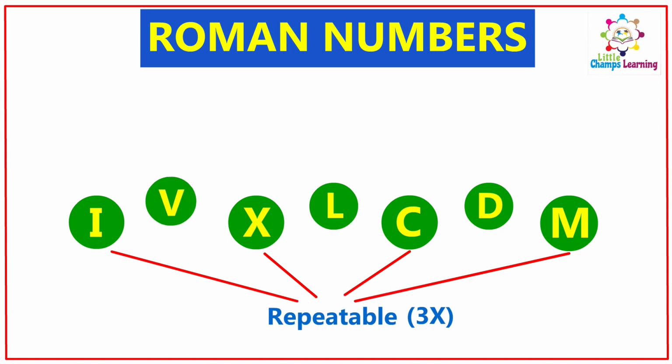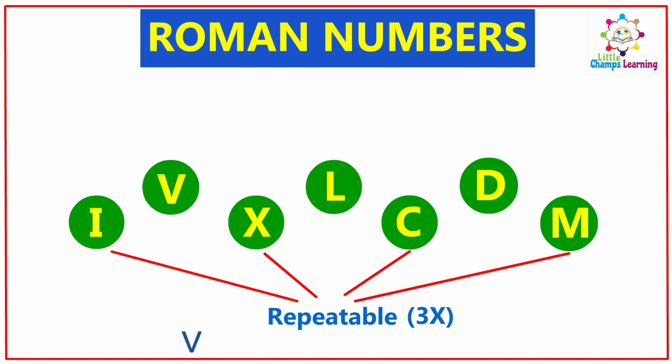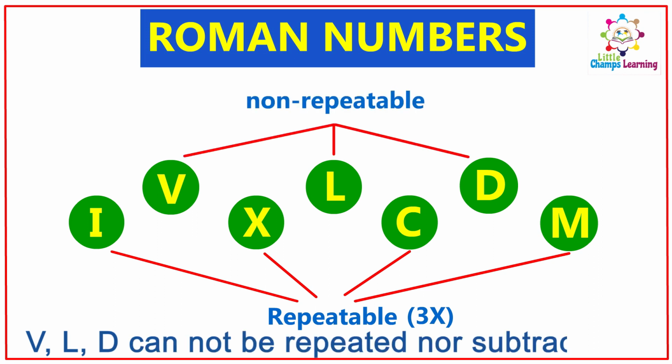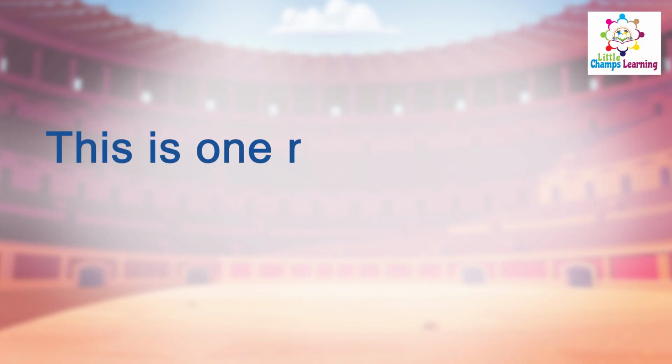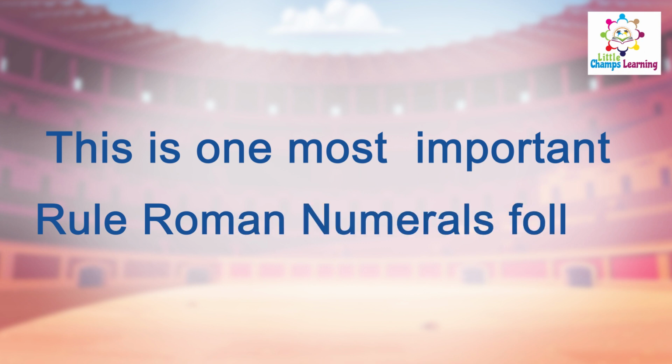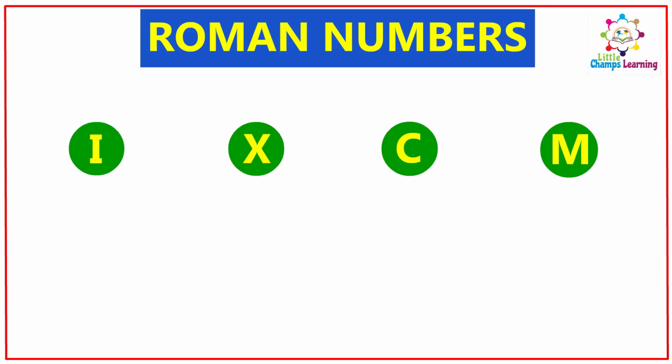Now you have V, L, D, which are 5, 50, 500. They cannot repeat themselves, and they cannot be subtracted. This is the one and the most important rule of Roman numerals. So as I told, I, X, C, M can repeat themselves. So how can they repeat?